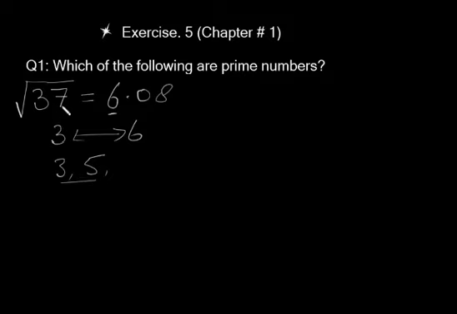So if you try to divide 37 by 3, it won't give you zero remainder. It means that you cannot divide it completely. 37 divided by 5, once again you cannot divide completely. It means 37 is a prime number.